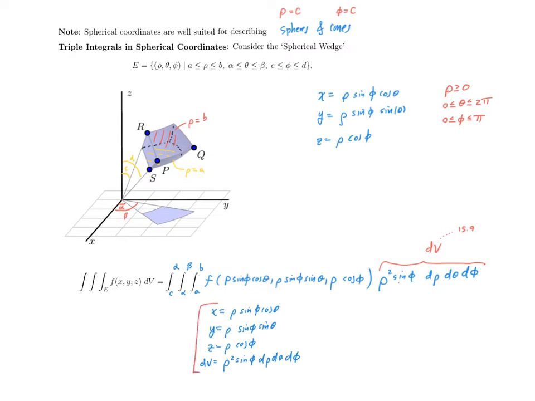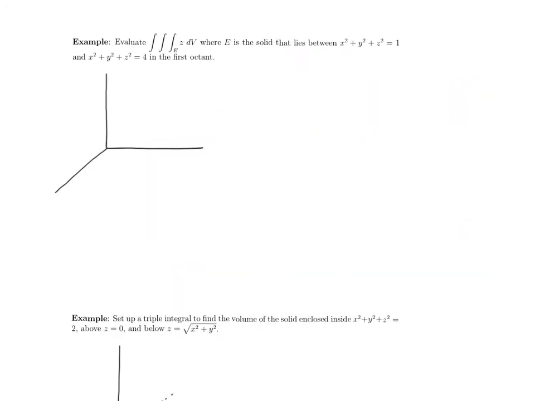And we'll now investigate several triple integrals in spherical coordinates. In this first very common type of example, we are asked to evaluate a triple integral over some solid which is described. Note the solid lies between a sphere of radius 1, centered at the origin, and a sphere of radius 2, centered at the origin, specifically in the first octant.